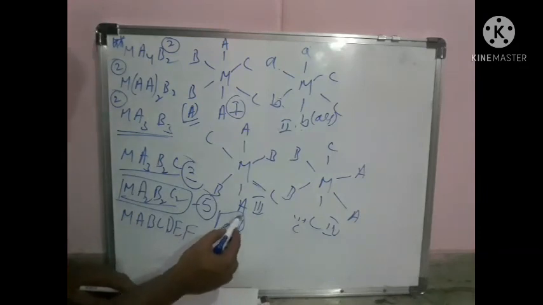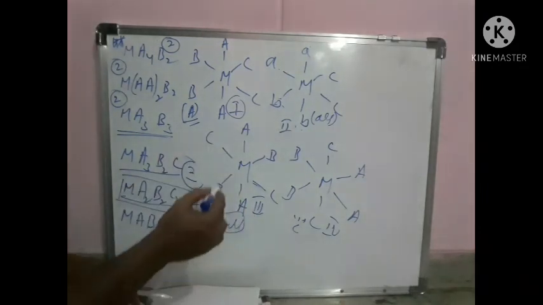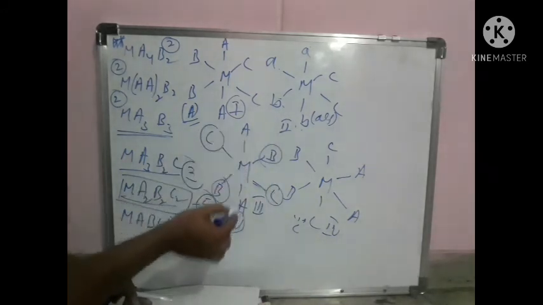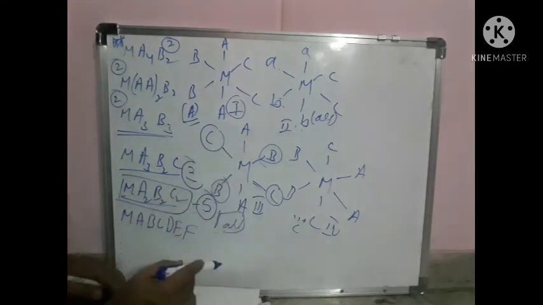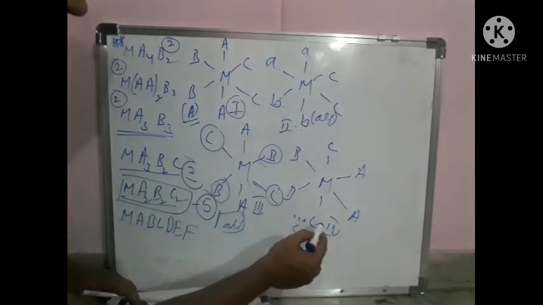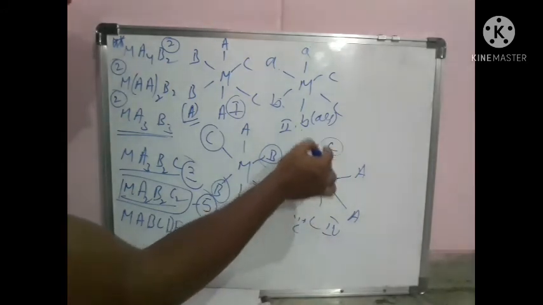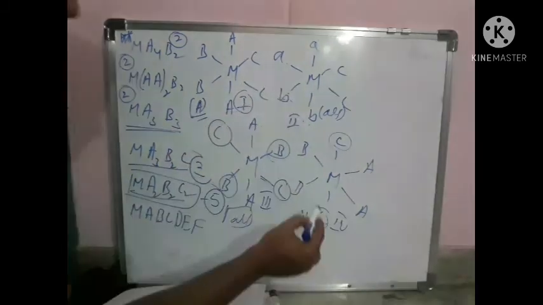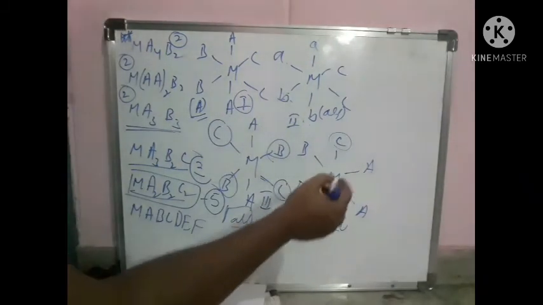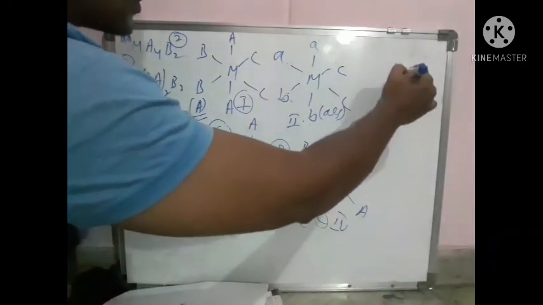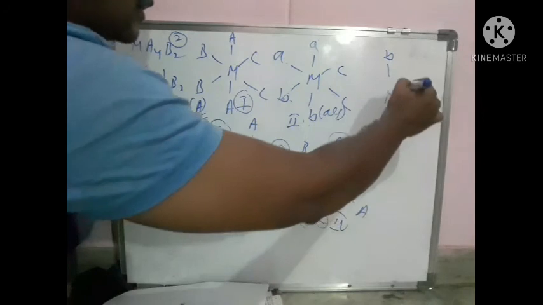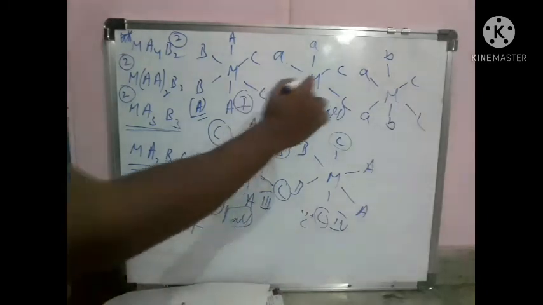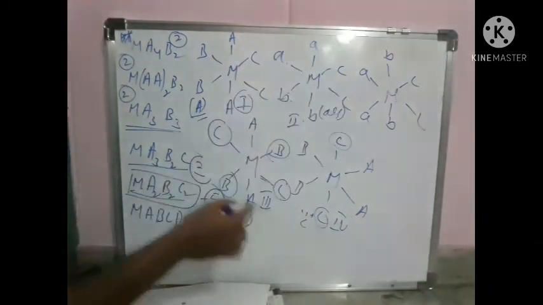And now the third condition, all are trans. BB is trans and CC is opposite, so it is also trans. A is trans, so all are in trans. And now the fourth condition is CC is trans, so this C and C is trans, and the remaining BB and AA are in cis position. And one more trans is there, that is BB trans. B is trans and CC is in cis mode and AA is also cis mode. Like that, 5 types of geometrical isomers can be observed.